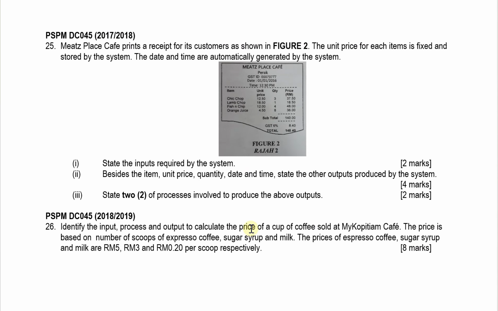For question number 25, actually this question is quite different. The question asks you to state the input required by the system. So what is the input? Of course here the input is item, or the input could be quantity. It means that the system requires the item and also the quantity.